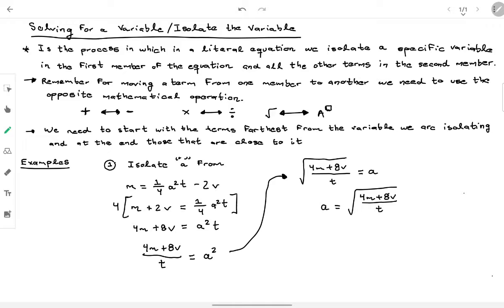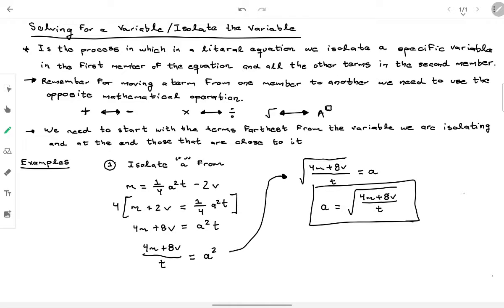Sometimes in some books you will see a process that is called rationalization, which means you cannot have roots in the denominator. Since we haven't seen that topic, we can leave it like it is. Since we are not going to see rationalization until some weeks from now, we can leave the answer like this, and this is going to be the answer because we have isolated the a.